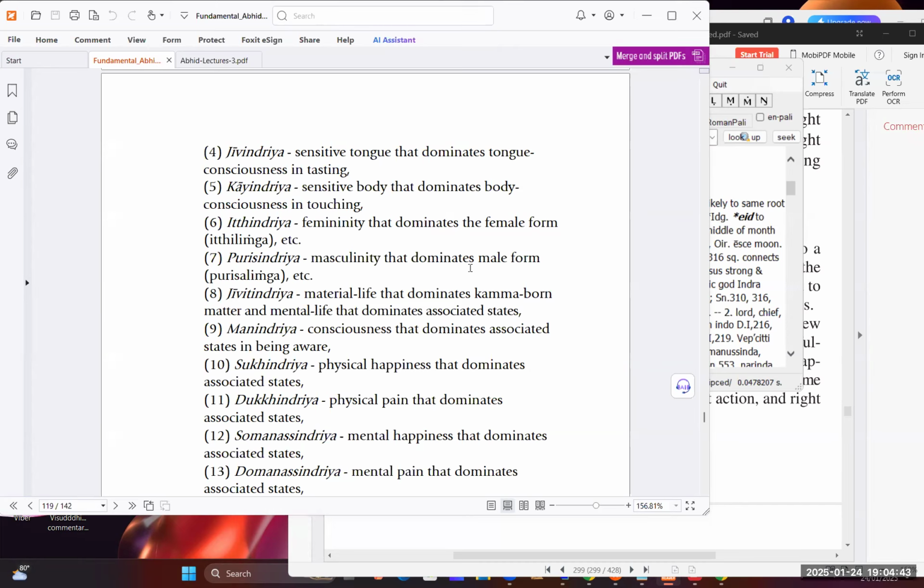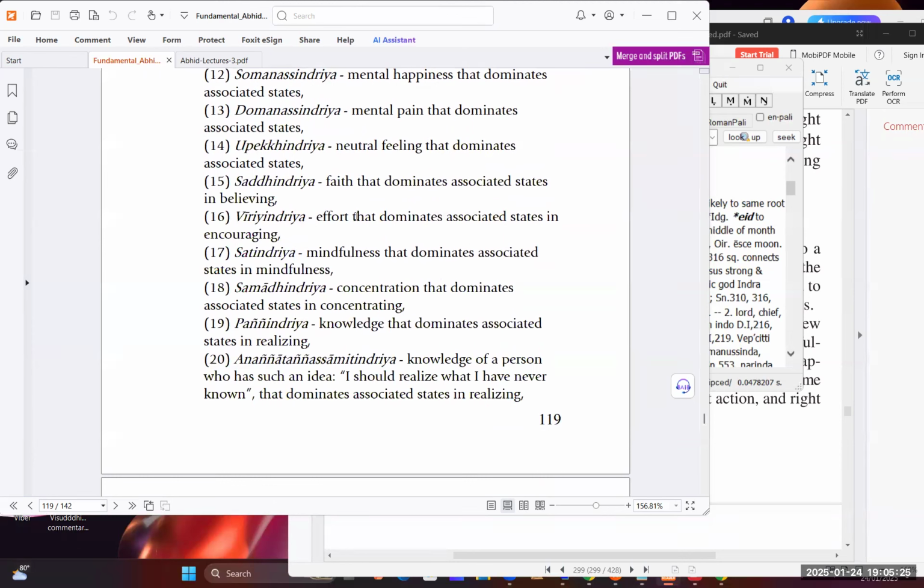9. Manindriya, consciousness that dominates associated states in being aware. 10. Sukhindriya, physical happiness that dominates associated states. 11. Dukkhindriya, physical pain that dominates associated states. 12. Somanassindriya, mental happiness that dominates associated states. 13. Domanassindriya, mental pain that dominates associated states. 14. Upekkhindriya, neutral feeling that dominates associated states.